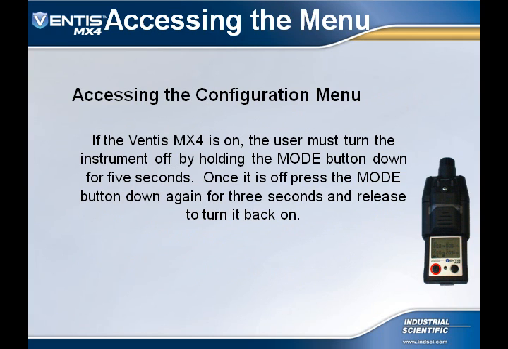To access the configuration menu, if the Ventis MX4 is on, it must be turned off by pressing and holding the on-off mode button for 5 seconds. Once the instrument is off, hold the on-off mode button for 3 seconds and release to turn the instrument back on.